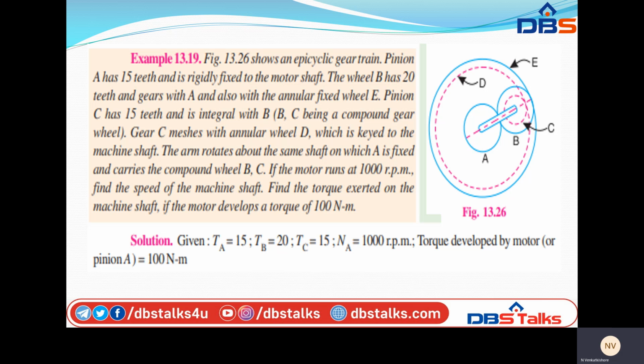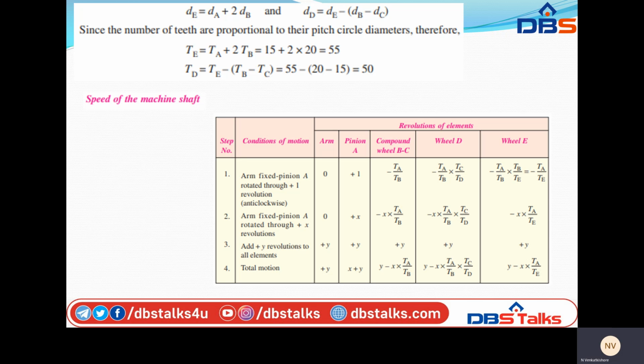So by substituting all the values of TA and TB, we get TE as 55 and TD as 50. So TA, TB, TC, TD, TE, these 5 values are found. Now the speed of the machine shaft needs to be found out. So for that we are having a table based on the given diagram.